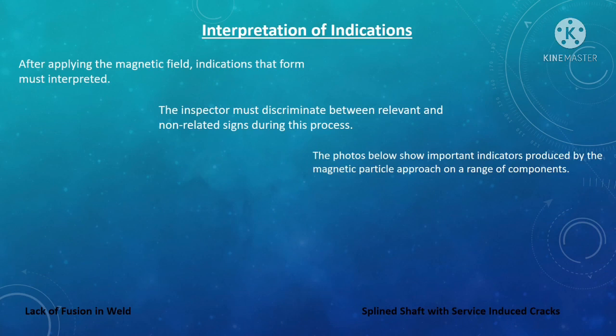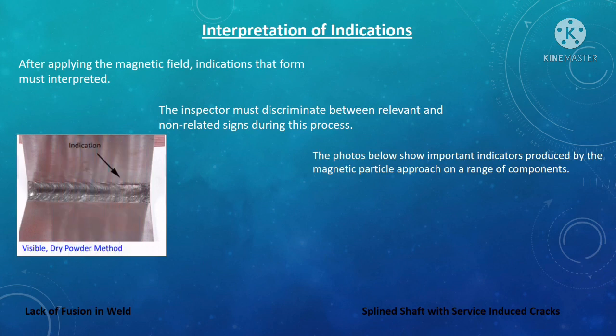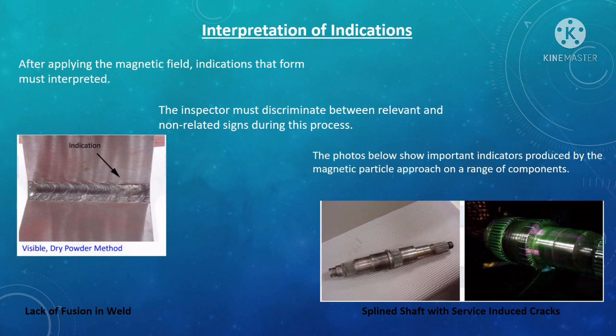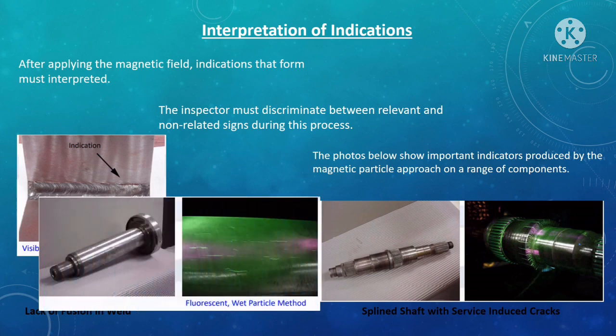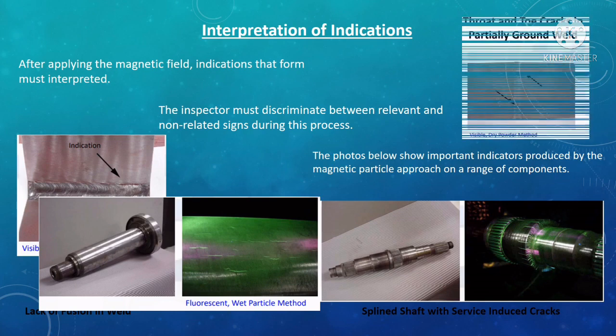Interpretation of indications. After applying the magnetic field, indications that form must be interpreted. The inspector must discriminate between relevant and non-relevant signals during this process. The photo below shows important indications produced by the magnetic particle inspection on a range of components. First, as we can see, the lead of a fuse in red. Second is the spin splice with a service indicator crest, and the third one we use the wet particle method, and the last one we use the dry powder method.